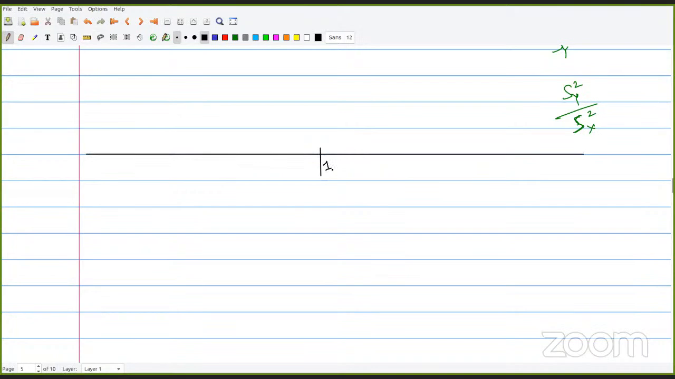Okay, so this is 1. Let's say this is 1. So if your T is less than 1, it falls in this region. And if T is greater than 1, it falls in this region.